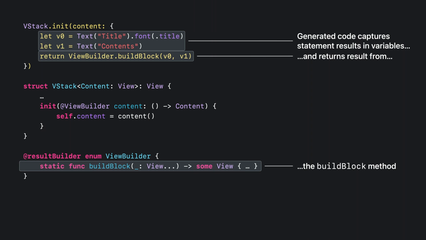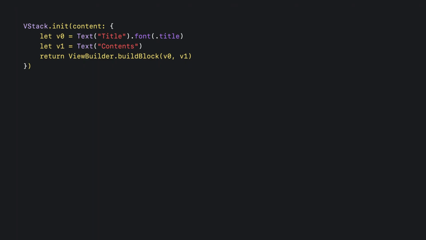buildBlock's job is to process or combine all of its parameters into a single value, which it returns. Then the compiler writes a return statement that returns buildBlock's result from the closure. So basically, the compiler took your code and added the code in yellow so that the ViewBuilder could assemble all of the values you created into a single value that VStack will use as its content.